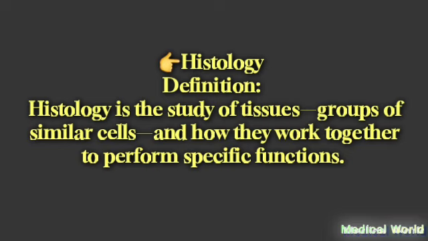There are 4 basic types of tissues in the human body: epithelial, connective, muscle, and nervous tissue. In histology labs, scientists prepare thin slices of tissues on slides for study. Histology explains how tissues work together in organs like the liver or lungs. Doctors rely on histology reports to understand the severity of a disease.